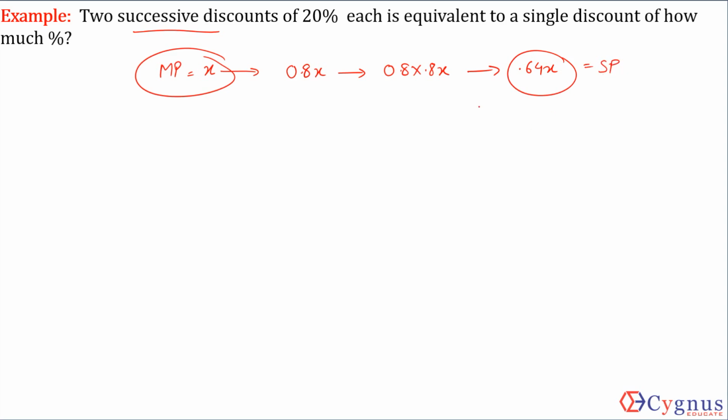So this was the mark price, and this 0.64x is what? Selling price. I've decreased the mark price by how much percent? The multiplying factor of 0.64 is used when you decrease the number by how much percent? 36. So I can say that two successive discounts of 20% each are equal to a single discount of 36%. Instead of giving you two discounts of 20% each, the shopkeeper can give you a flat discount of 36% also. Yes or no? Let's look at a few more examples.